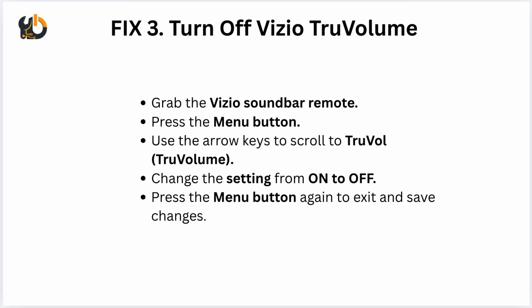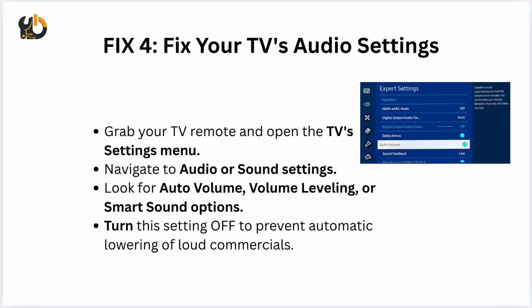Third fix is turn off Vizio True Volume. Grab the Vizio soundbar remote, then press the menu button. Use the arrow key to scroll to True Volume, then change the setting from on to off. Press the menu button again to exit and save changes.